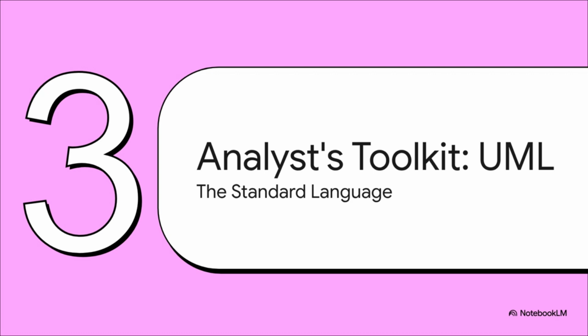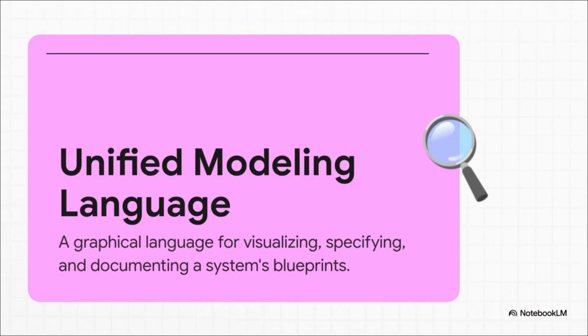Well, sometimes they do it first. But to do it professionally, they use a standardized toolkit. And the biggest, most important tool in that kit is called UML. So UML, which stands for Unified Modeling Language, is pretty much the universal language for software blueprints.